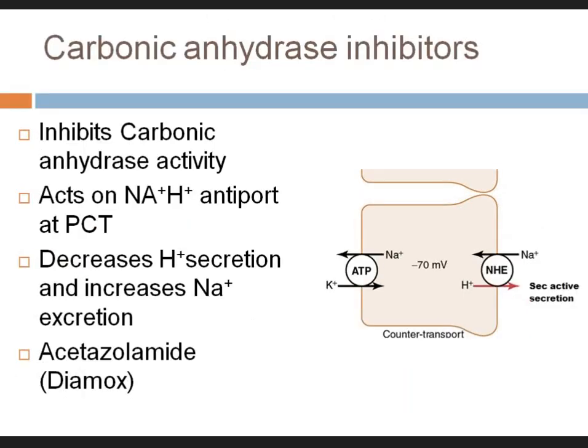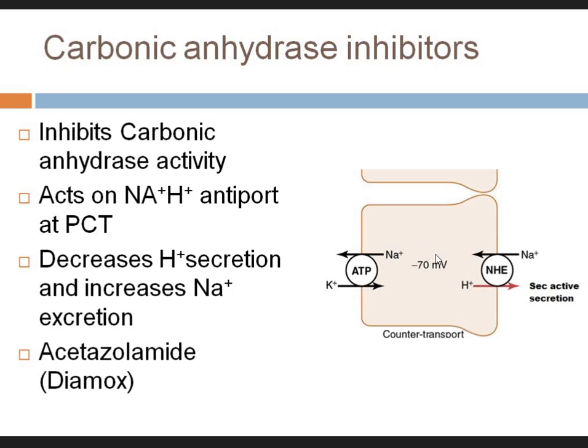Another class of diuretics are carbonic anhydrase inhibitors. They inhibit the activity of carbonic anhydrase. If you remember, what is carbonic anhydrase doing? We have studied it in various systems. What is it doing in the cells? Combining carbon dioxide and water to form carbonic acid and then dissociating into hydrogen ions and bicarbonate ions.